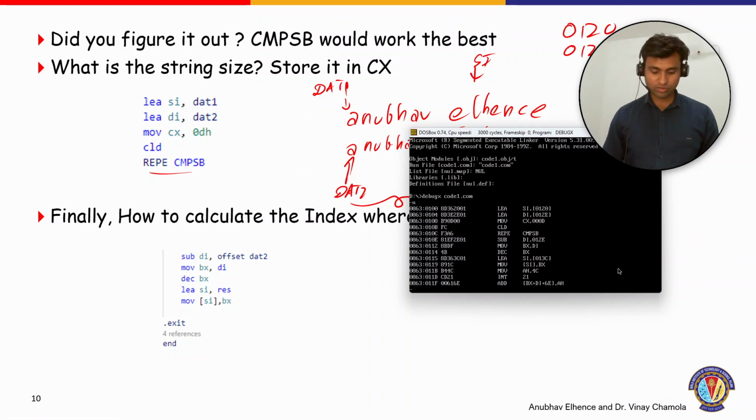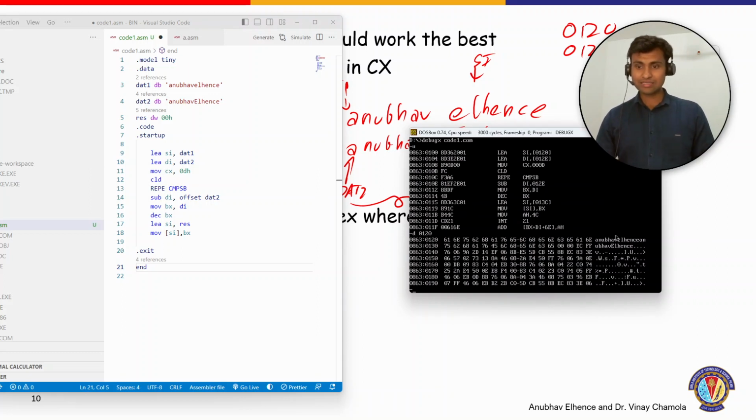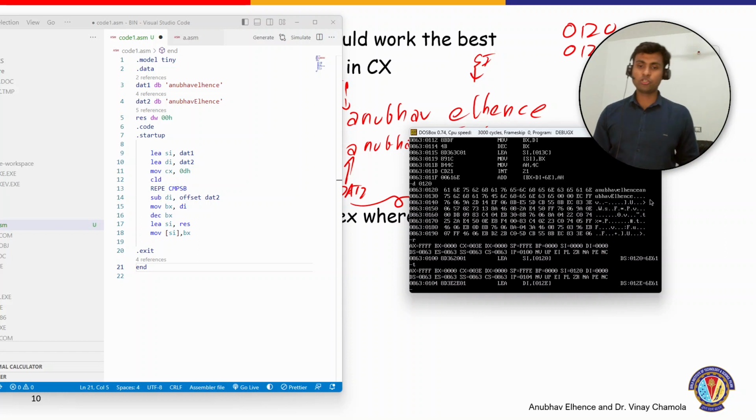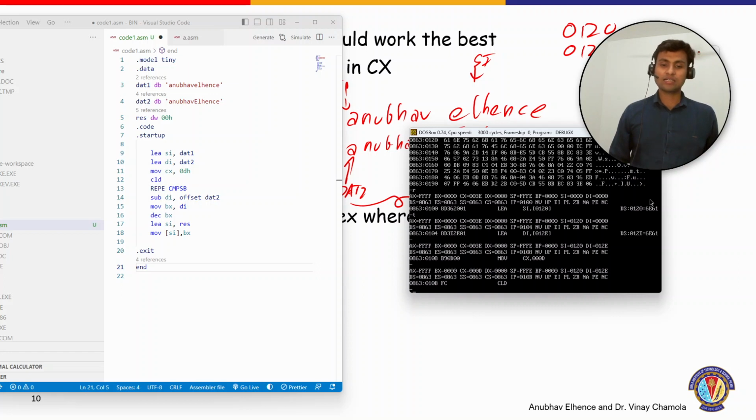Okay, so the first thing is that I would definitely, let me keep this code side by side. So one thing definitely which I would love to do is, first of all, go to memory location 0120. There I see Anubhav Elhens and Anubhav with a capital E Elhens. Okay, and next thing is checking the instructions. So first I executed stored in the SI my dat1, stored in DI my dat2, then moved the length of the string into CX, and cleared the direction flag.